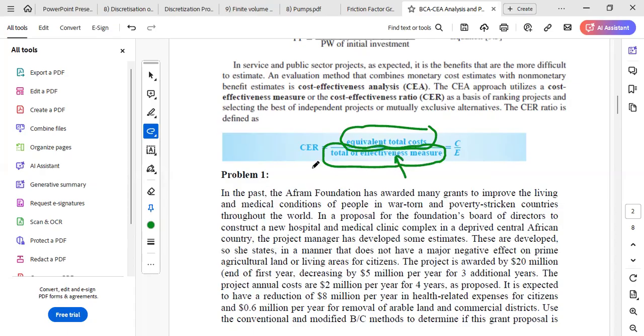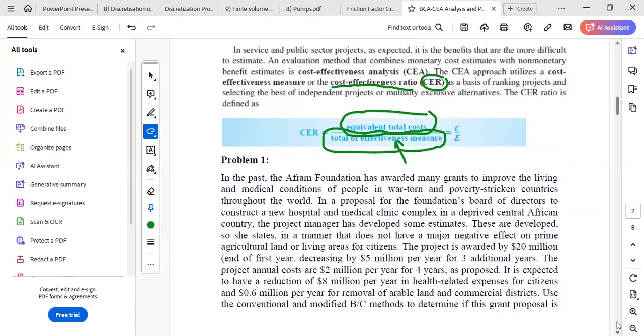And to calculate the CER, here CER in this chapter means something else, which is cost effectiveness ratio. So the cost effectiveness ratio is equal to the equivalent total cost over the total of the effectiveness measure, as we'll see in the coming problems. Okay, so now we'll apply these methods in calculation. Let us start with the first problem.